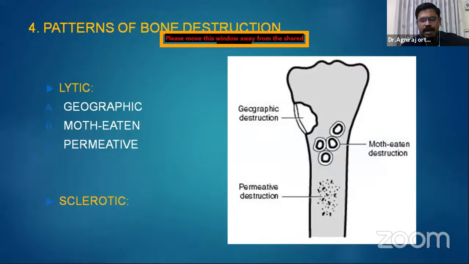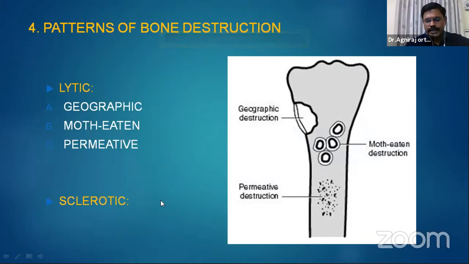So there are three types: geographic destruction, moth-eaten destruction, and permeative destruction with respect to the lytic lesion. With respect to the sclerotic lesion, it is sclerotic. Okay, sclerotic lesion, that's all.